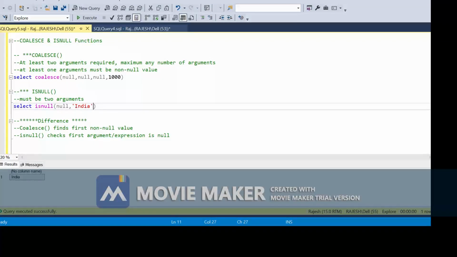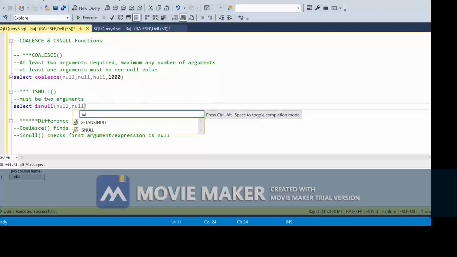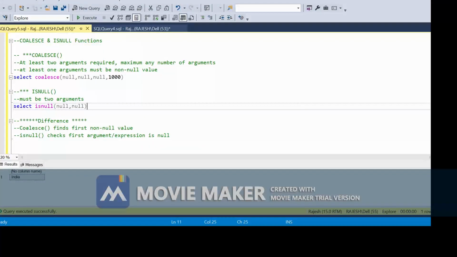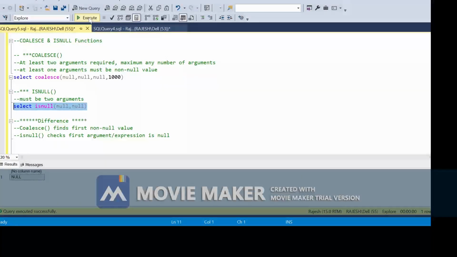and at this place there may be an integer value, a negative value, or any string value. Whatever we put in the second place, it will replace the first null value with this second value. If I put null here again, then there is no issue with this second argument. If I place it as null, it will accept it.